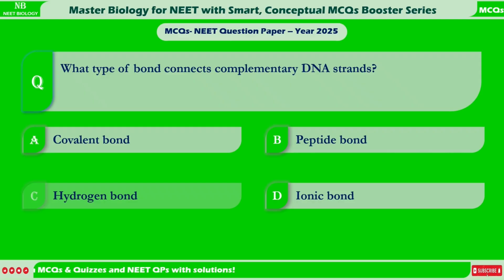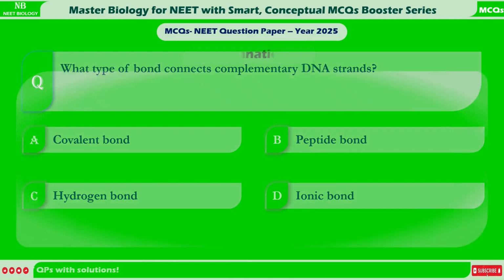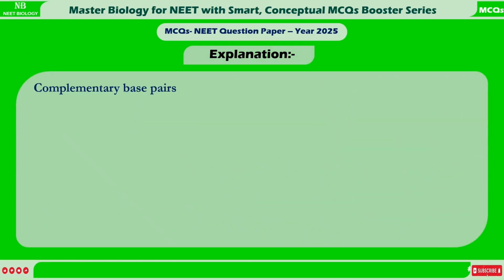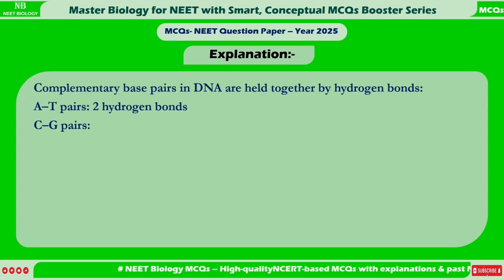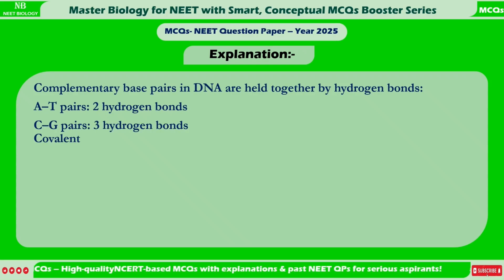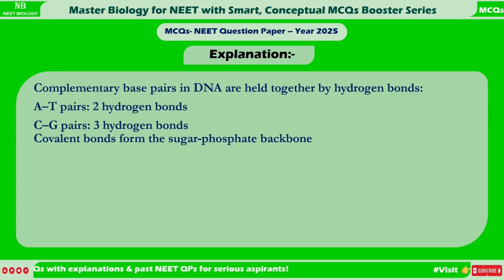Correct answer is C. Hydrogen bond. Explanation. Complementary base pairs in DNA are held together by hydrogen bonds. A-T pairs, 2 hydrogen bonds. C-G pairs, 3 hydrogen bonds. Covalent bonds form the sugar phosphate backbone.